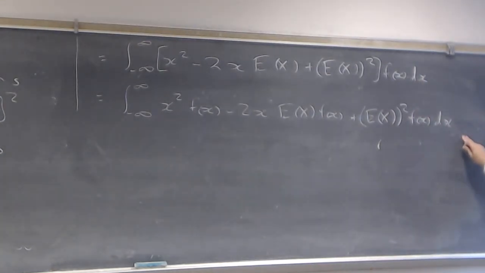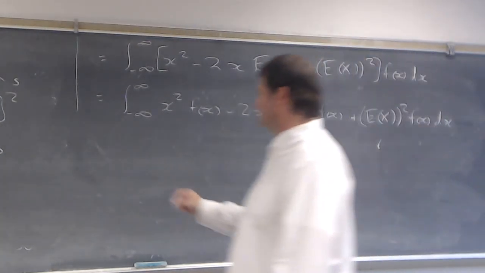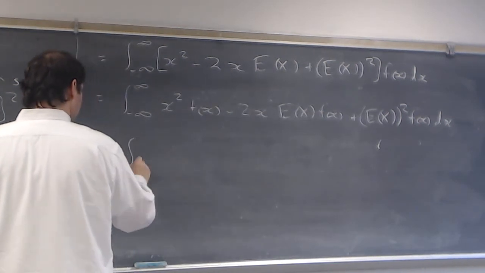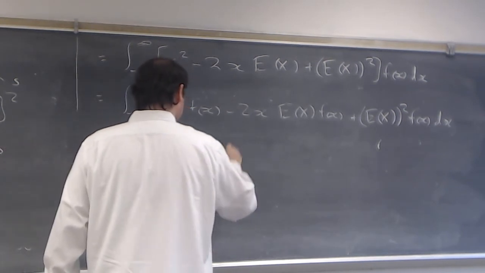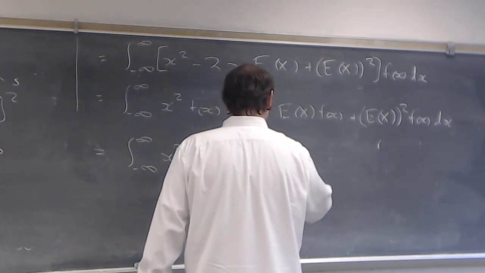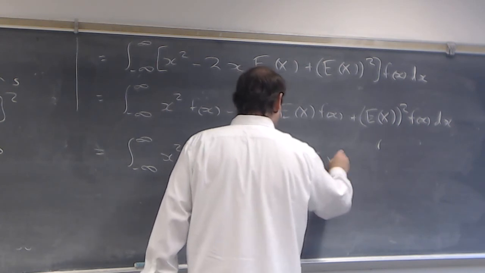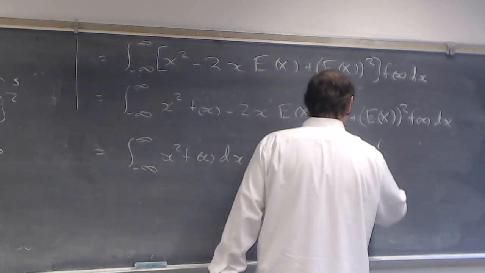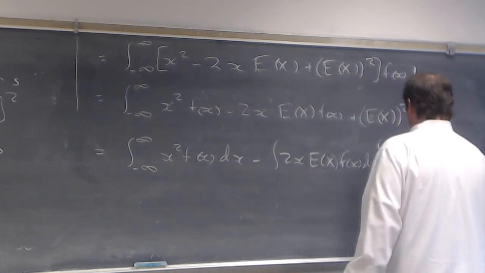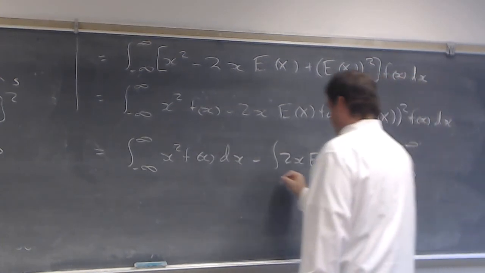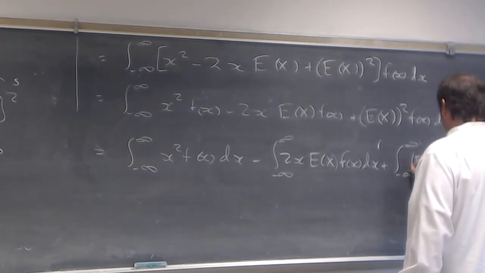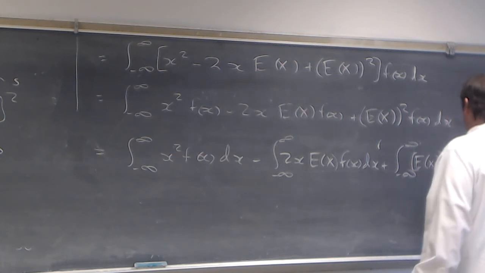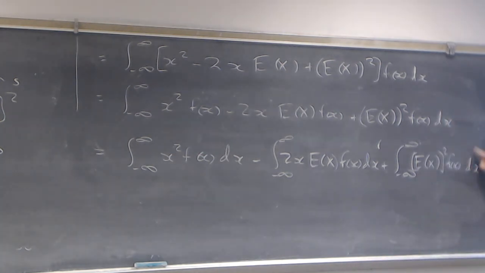And we can rewrite this as several integrals being added together. So it's the integral from minus infinity to infinity of x squared f of x dx, minus the integral from minus infinity to infinity of 2x times the expected value of x times f of x dx, and then plus finally the integral from minus infinity to infinity of the expected value of x, all that squared, times f of x dx. Okay. I think you can see it, f of x dx.